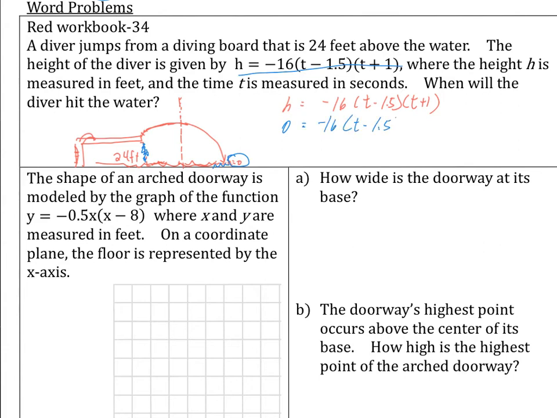And since this function is already in factored form, I can go ahead and use the zero product property and solve for t. So one t will be 1.5 seconds, and the other t will be -1 seconds, but -1 doesn't make sense, so your answer has to be 1.5 seconds.